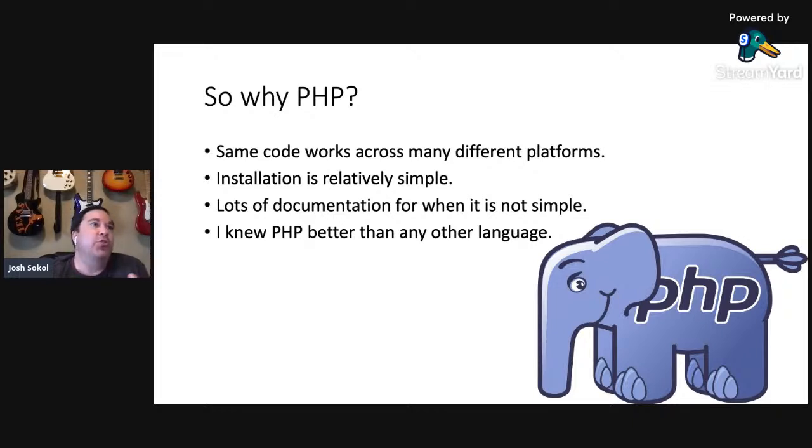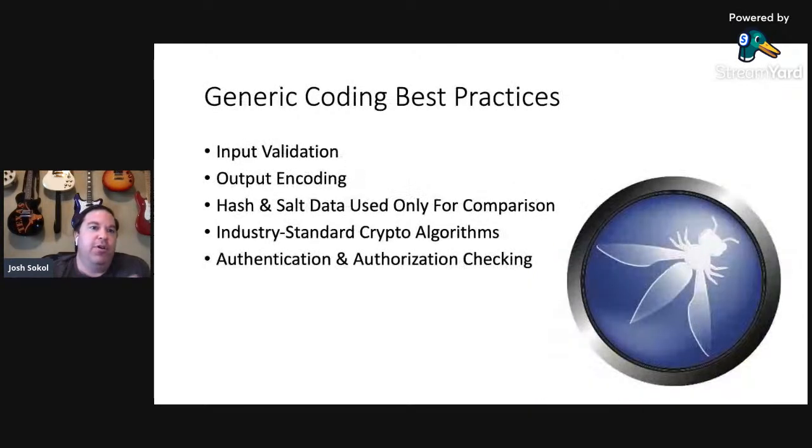But before we get into the actual physical infrastructure and things like that, let's talk about some generic coding best practices, right? These are the things that OWASP coaches us on, regardless of the language. So things like input validation, making sure that data coming in from the users is appropriate. You shouldn't trust the users. You should make sure that input is validated before you ever use it. Output encoding, preventing our cross-site scripting vulnerabilities by converting all of our greater thans to ampersand GT and so on. Using hashed and salted passwords, only using them for comparison so that we're not actually storing passwords in our database. Using industry standard crypto algorithms, and then checking for authentication and authorization. These are all standards coming out of the OWASP Foundation for coding best practices.